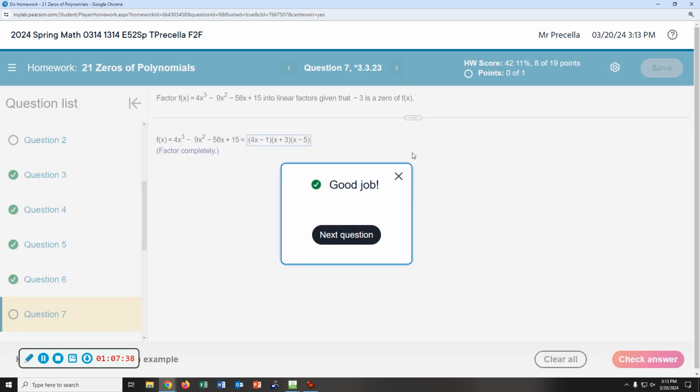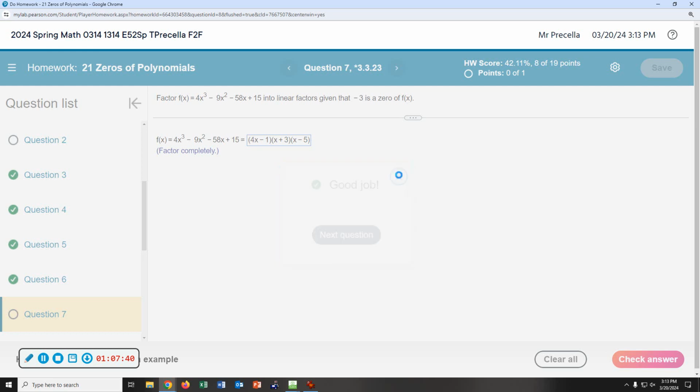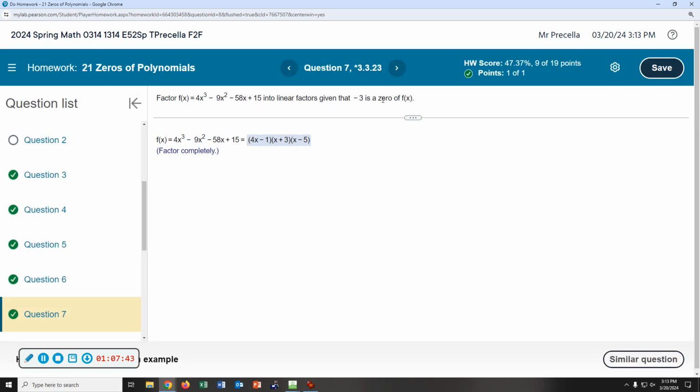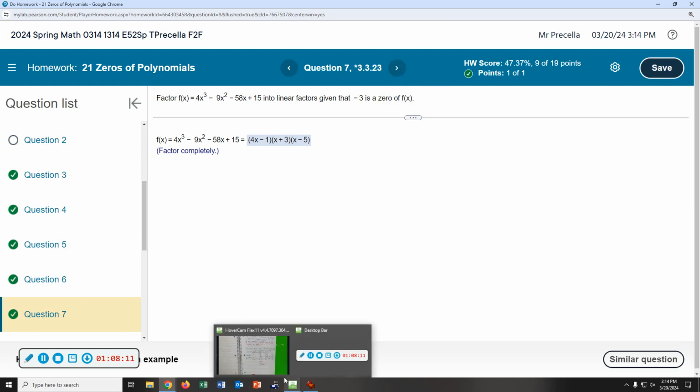And if we knew negative 3 was a factor, if we wanted to know the other two zeros, we'd set 4x minus 1 equal to 0. We'd set x minus 5 equal to 0. And we'd have the 3 zeros. And how do we know there's only 3 zeros? Well, what's the biggest exponent? There can't be more than 3 zeros, according to the fundamental theorem of algebra. Any questions there?